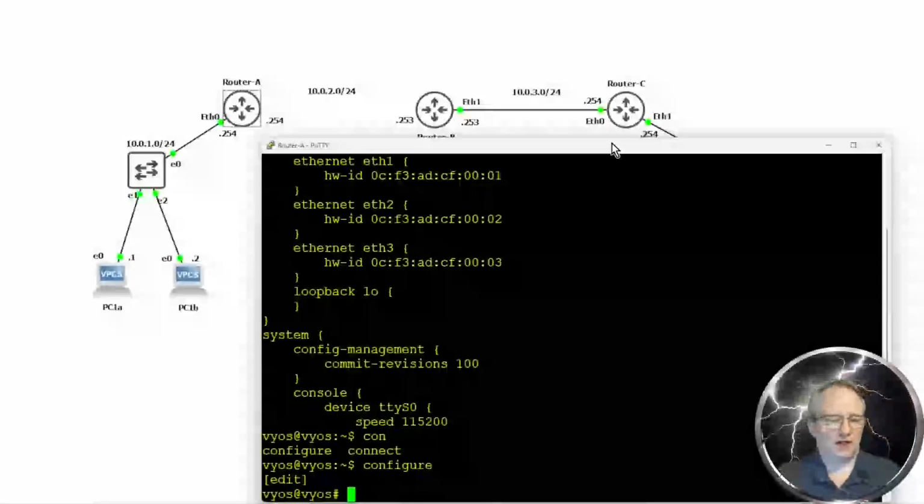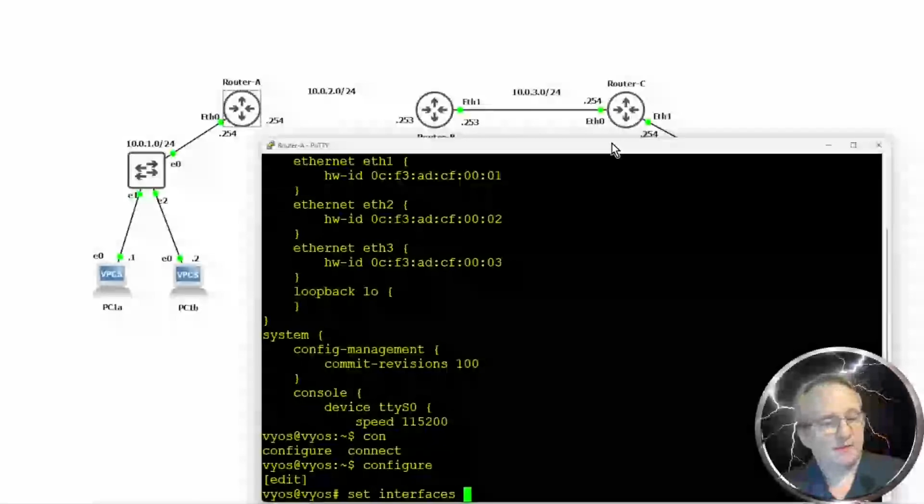Different routers, different operating systems on routers would be different. If this were Cisco, I would go into configuration mode, I would go into interface Ethernet 0, and I would do an IP address command to set the IP address. I'd probably also do a no shutdown, but I don't need to here. But since this is Vios, the command is set interface.